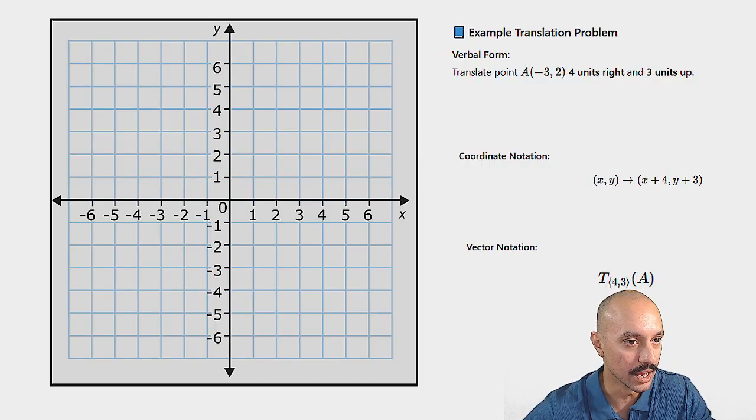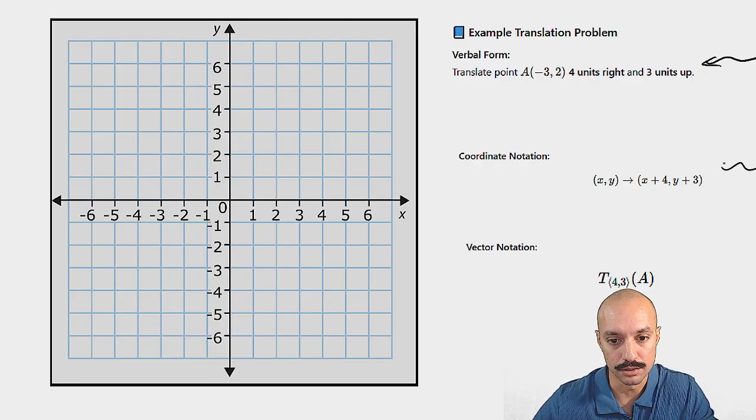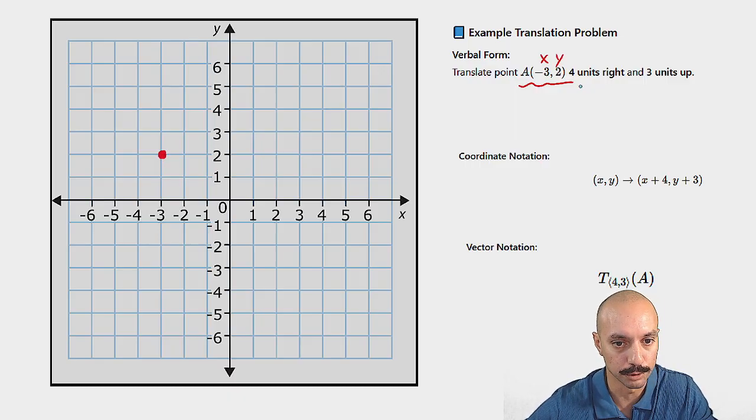Right, so we have three different notations for translations. A translation can be given to you verbally, it can be given to you in coordinate notation, or it can be given to you in vector notation. Let's first start with plotting point A. So point A is at -3, 2. I'm going to go over 3 units, I'm going to go up 2 units, and drop a dot. From there, let's start with the verbal notation.